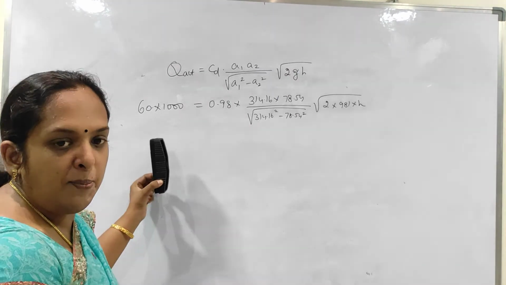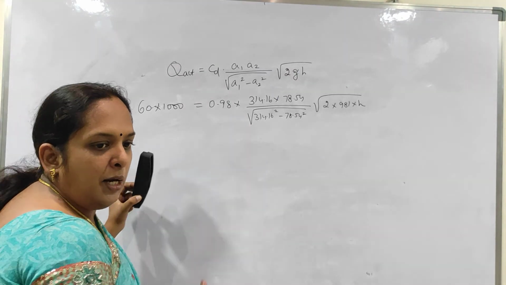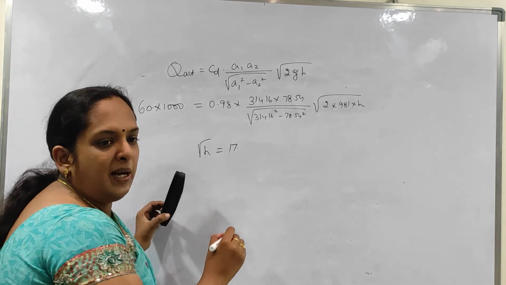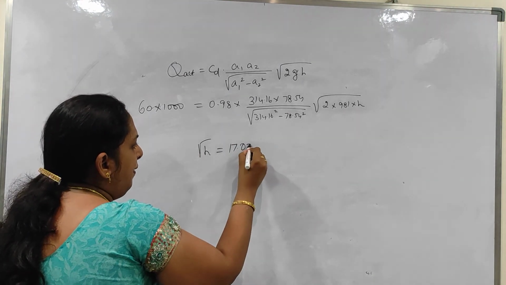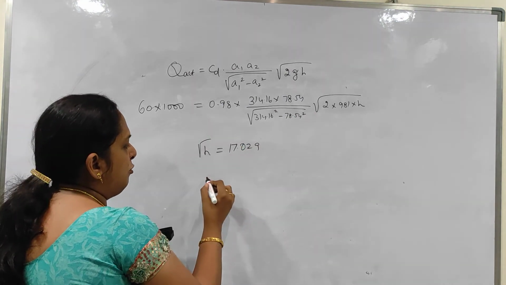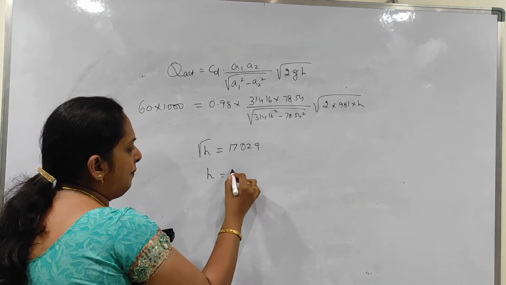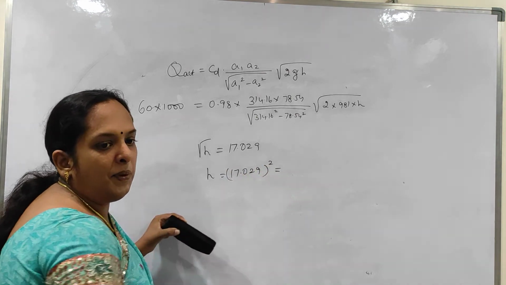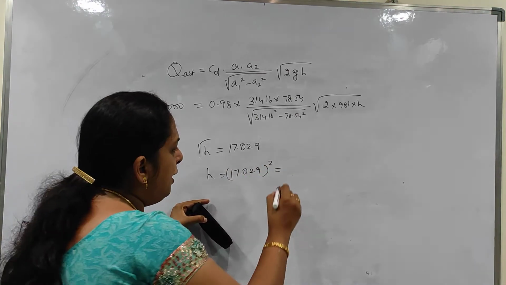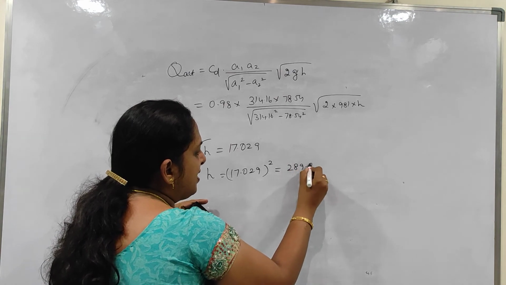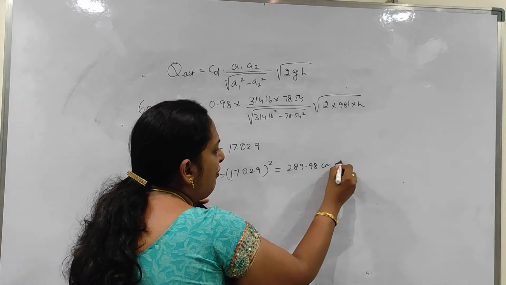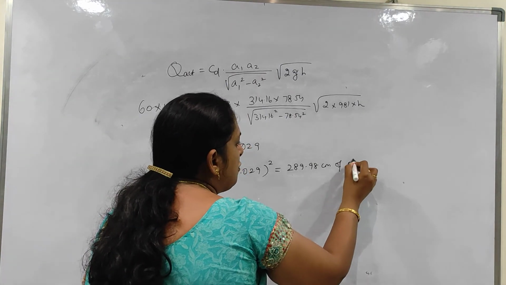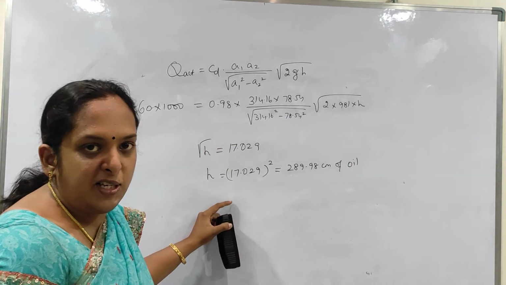So when you simplify this, root H is equal to 17.029. This is the value you initially get when you solve it. So H is equal to 17.029 the whole square. What value are we getting? 289.98 centimeter of, not water. Here what is the liquid that is flowing? Oil. So centimeter of oil. So H is known here.